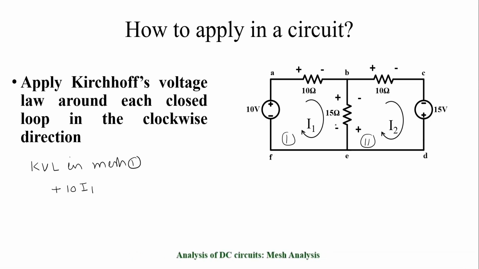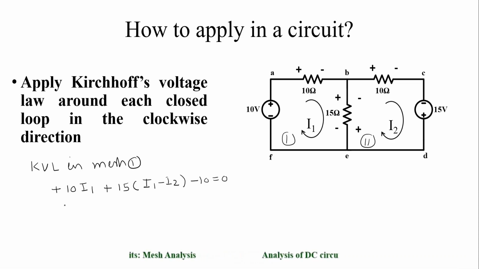Now in this 15 ohm, both currents I1 and I2 are flowing. Since I am writing the KVL for loop 1, I'll assume I1 is greater than I2. In such a case, the voltage drop will be written with plus polarity: 15 (I1 minus I2). And I am reaching the minus polarity, so I write minus 10 is equal to 0. If I simplify this, I get 25 I1 minus 15 I2 is equal to 10. This is your first equation.